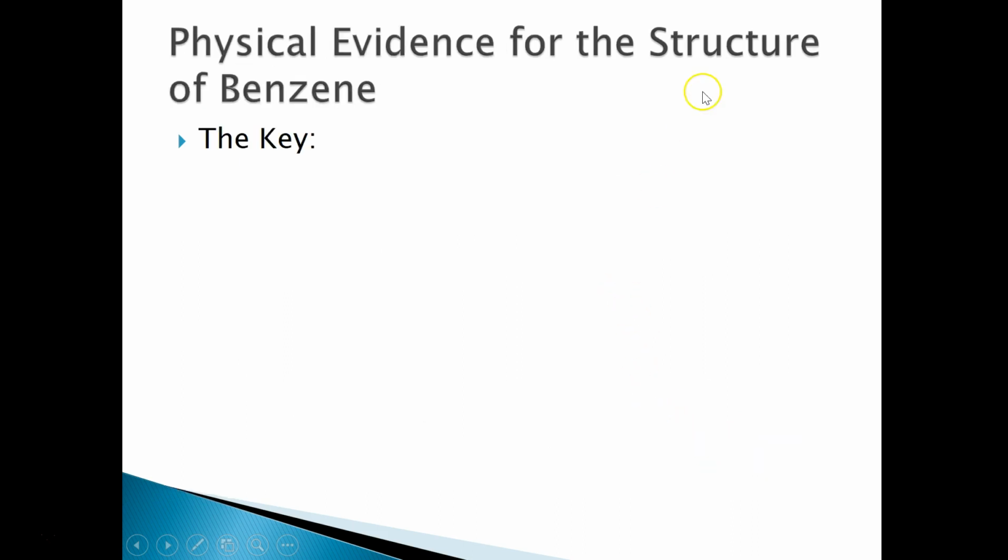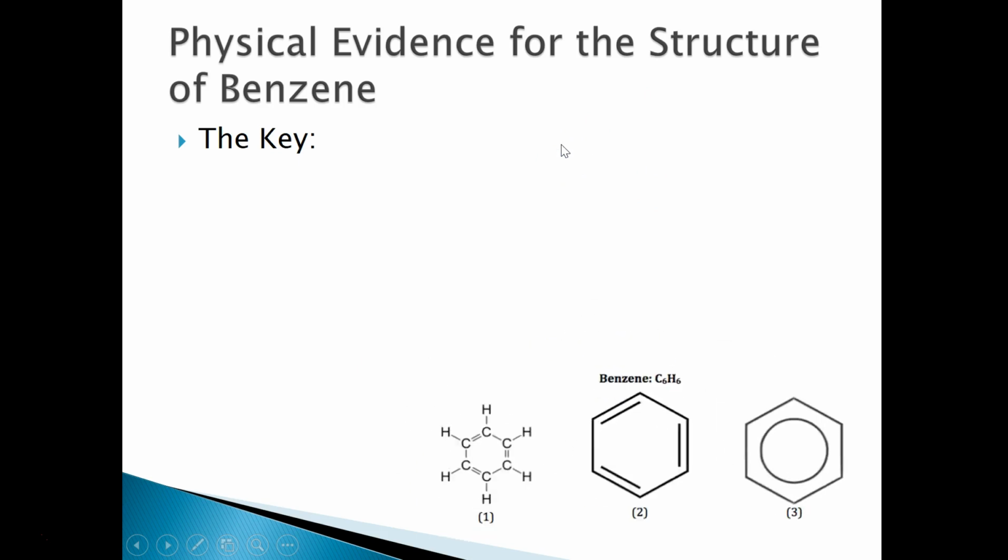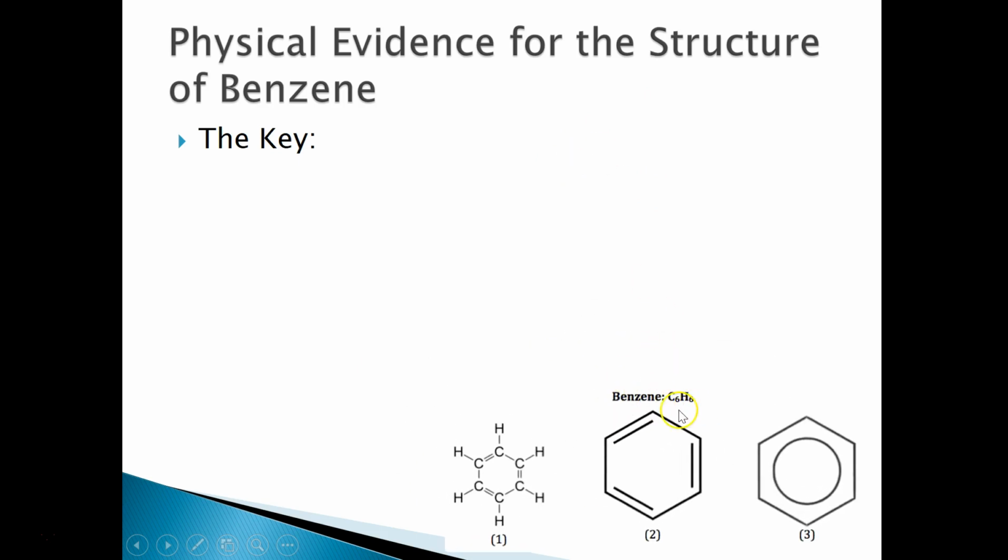All right, so physical evidence for the structure of benzene. Benzene looks a little bit something like this. It has the molecular formula C6H6. What we see here is that benzene is a hexagonal ring of carbon atoms with alternating carbon-carbon single and double bonds. You also see it written in skeletal structural formula like this, where it's just the hexagonal ring showing the alternating double and single bonds, or you'll see it as a hexagonal ring with a circle in the middle. And the key to the structure is resonance.